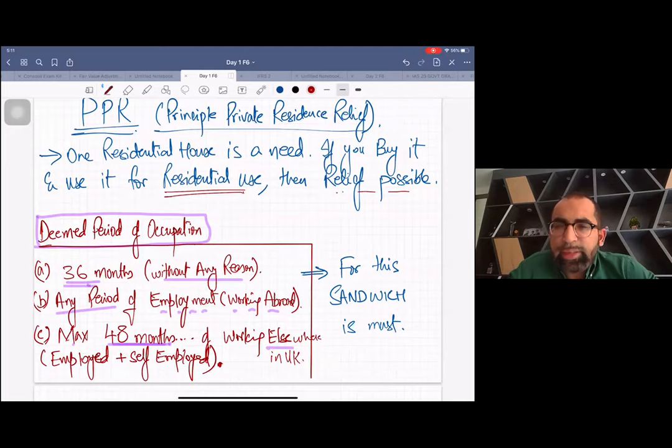In point C, you can work in the UK as well. The third difference: in point B, you need to go for a job, as an employed taxpayer. But in point C, you can go for business plus job, business as well as job. Okay, so these are the differences. So A, B, C are deemed period of occupation.